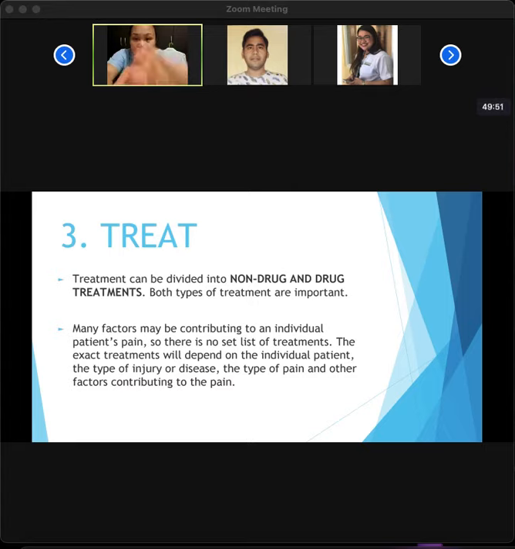the type of injury or disease, the type of pain, and other factors contributing to the patient's pain. Okay? So, depende sa individual. Okay? Walang box, walang magkakaparehas na treatment for each patient. Okay? It's different depending on the needs of your patient.